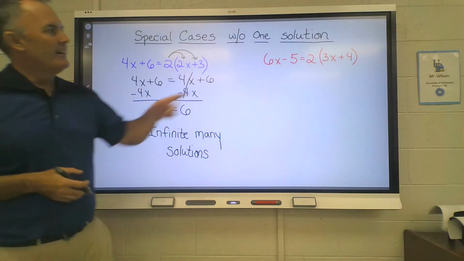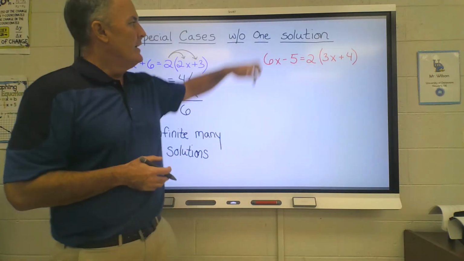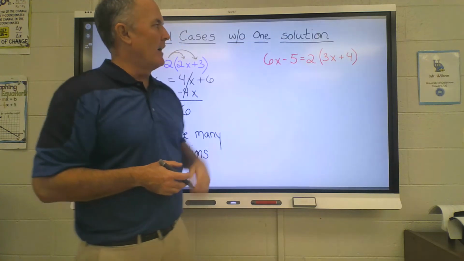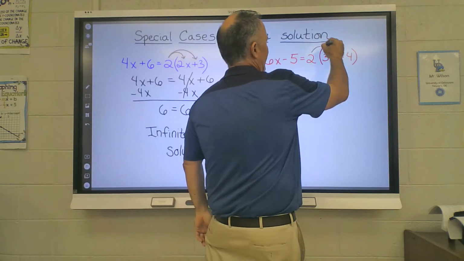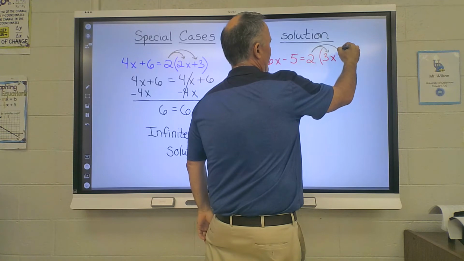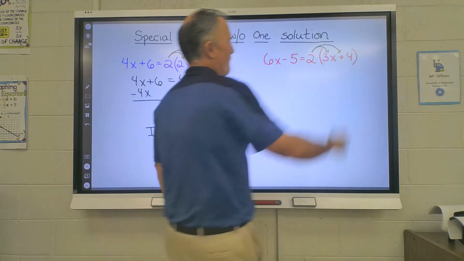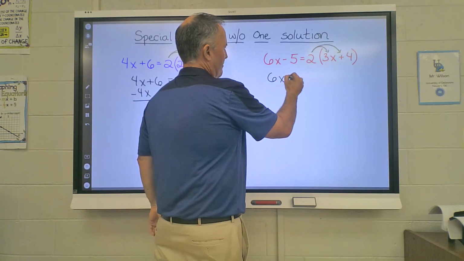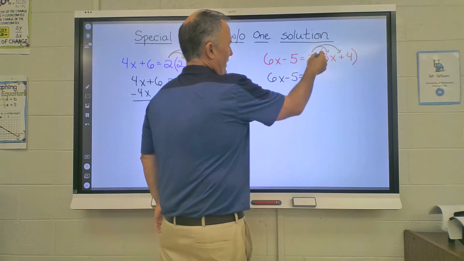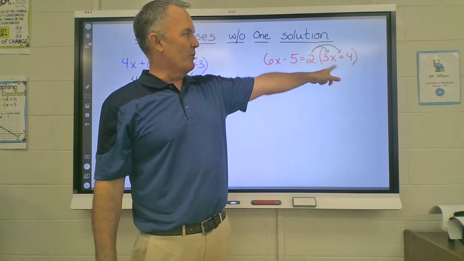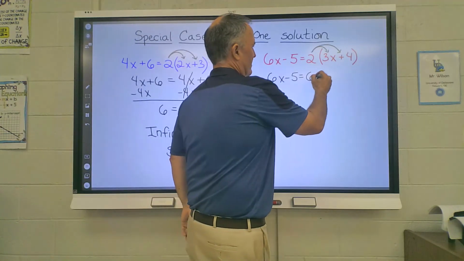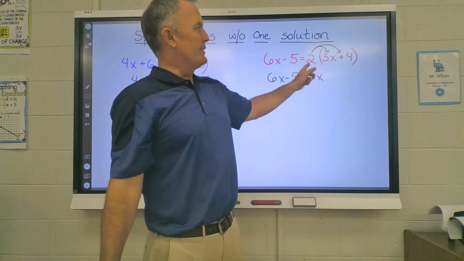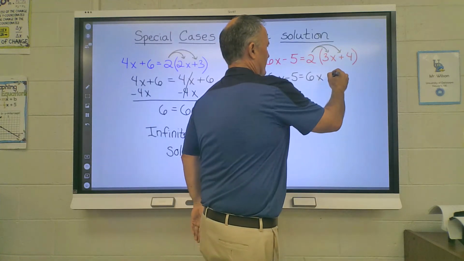All right, let's do this one over here. So I can't do anything with the 6x minus 5. But I can distribute on the other side. So 6x minus 5 will stay the same. And then over here, 2 times 3x will give me 6x. And then 2 times 4 gives me a plus 8.